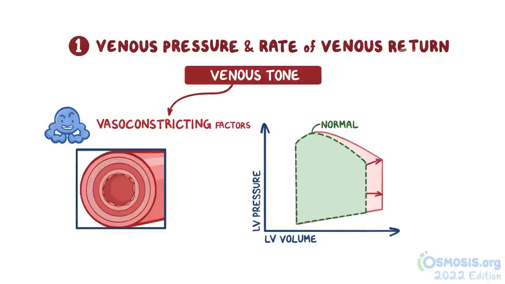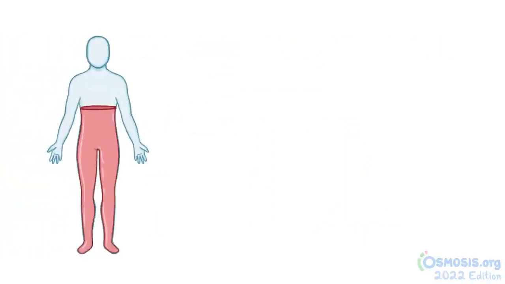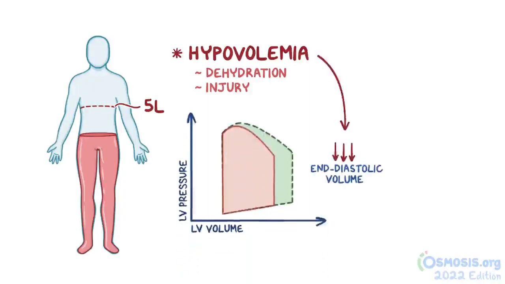Speaking of which, the amount of circulating blood volume also influences venous pressure and venous return rate. Now, an average adult has a circulating blood volume of 5 liters. But in different conditions, this volume of blood can change. On the one hand, circulating blood volume can decrease in the context of dehydration or blood loss following an injury, and this is called hypovolemia or volume depletion. Hypovolemia leads to decreased end diastolic volume and therefore decreased preload.